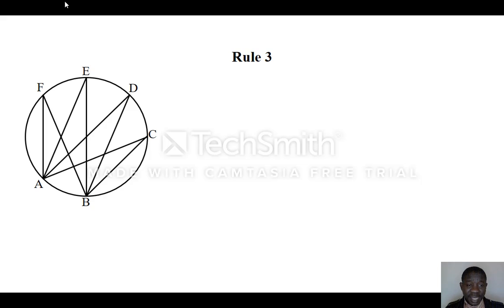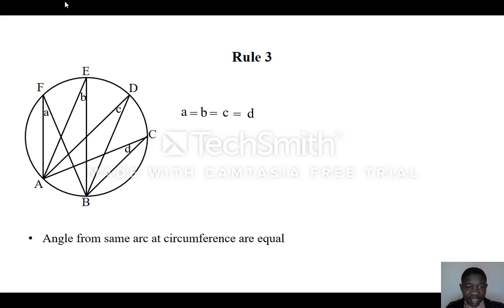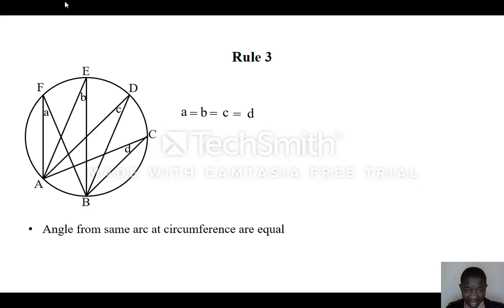Now for this figure, we can see that the arc AP subtends an angle to the circumference at F, at E, at D and C. Let's call these angles A, B, C, D. We then conclude that A equals B equals C equals D. Therefore, angles from the same arc at the circumference are equal.